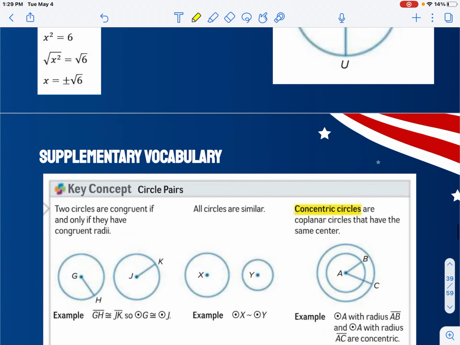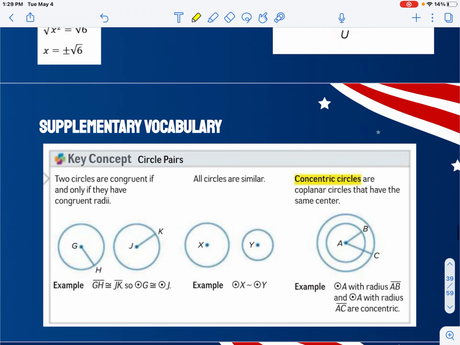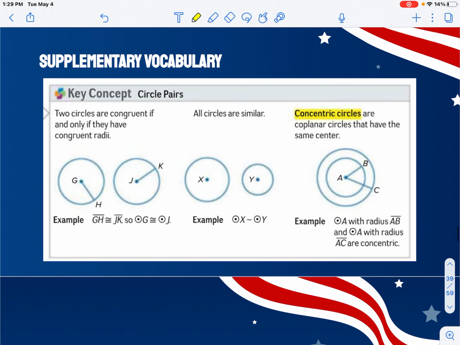Finally, we'll just finish up with some supplementary vocabulary. Two circles are congruent if and only if they have congruent radii. If one circle has a radius of 5 centimeters and another circle has a radius of 5 centimeters, then yes, they're the exact same size circle. You don't really need to know that. It's just bonus information. All circles are similar. Now that's interesting. Think about why that's the case.